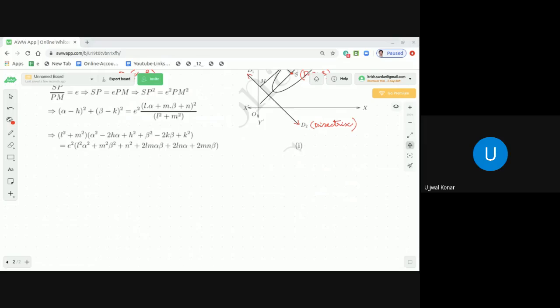Correct. Now, dear students, if you look into this identity 1, how we can get the locus of the point alpha comma beta? It is very easy. We just need to replace the value of alpha by x and beta by y. Correct or not?